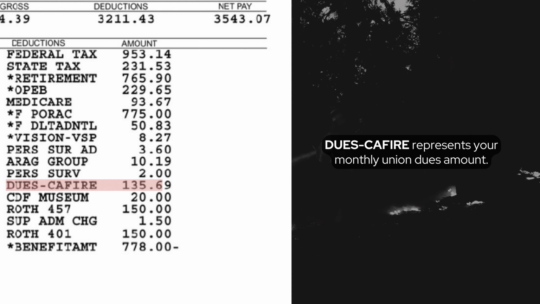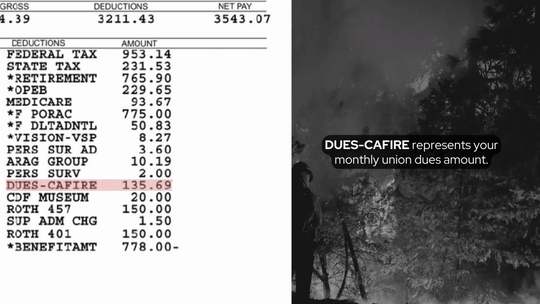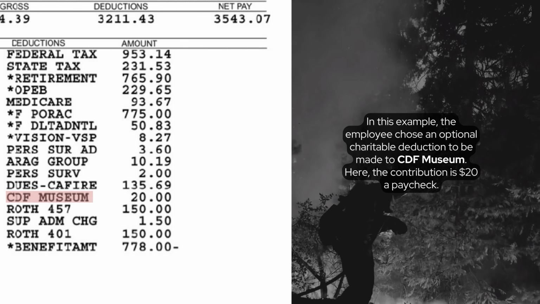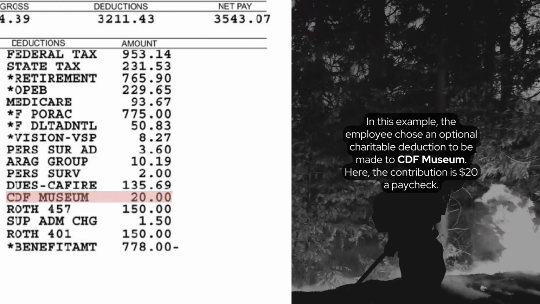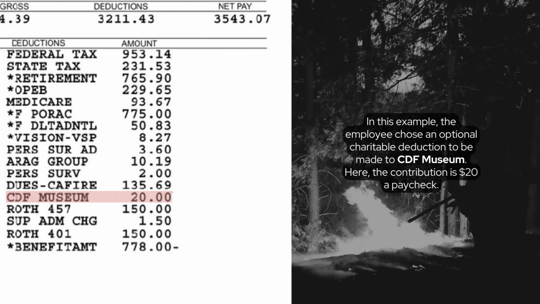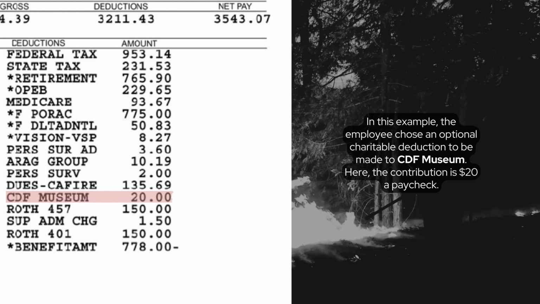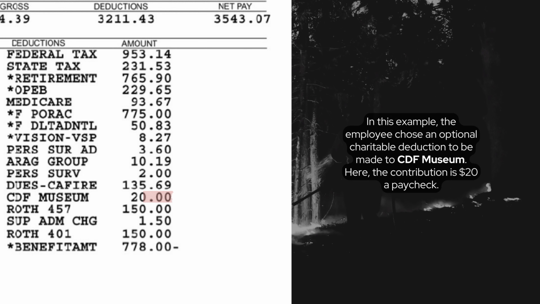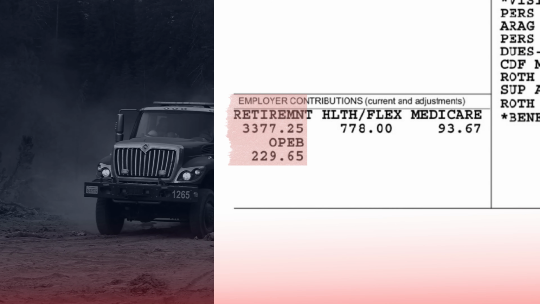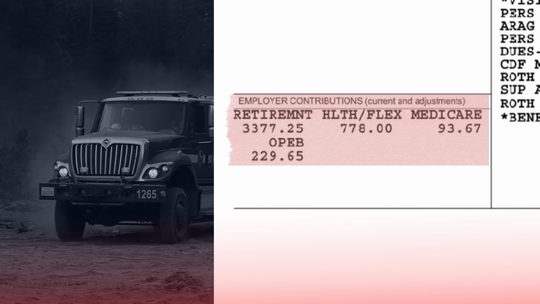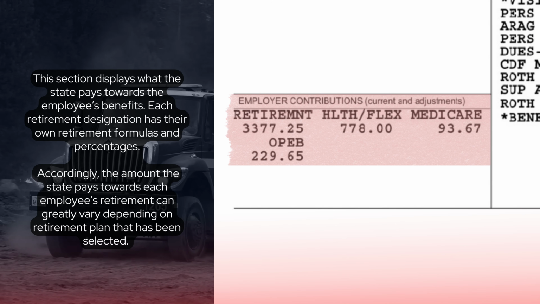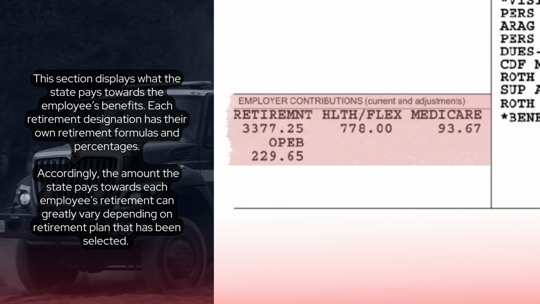Dues CAL FIRE represents your monthly union dues amount. In this example, the employee chose an optional charitable deduction to be made to the CDF Museum. Here, the contribution is $20 a paycheck. Finally, we have the employer contributions section. This section displays what the state pays towards the employee's benefits.